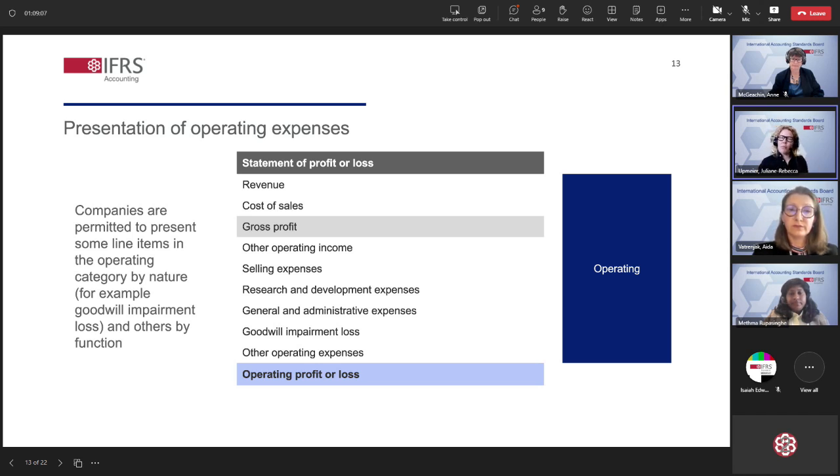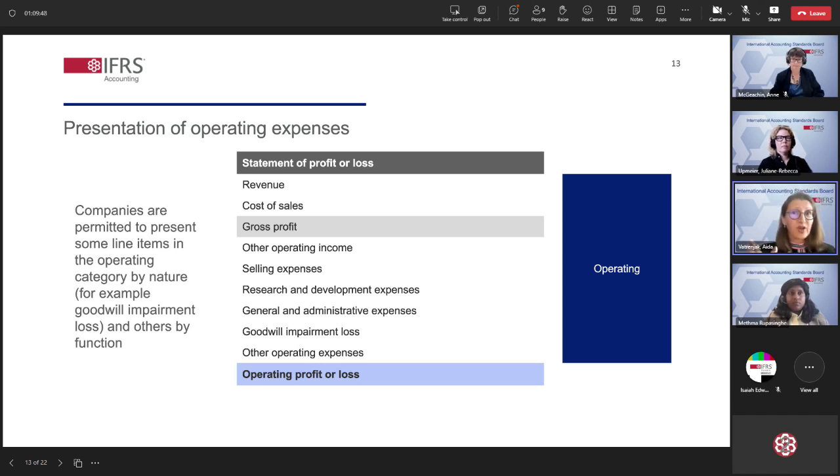Whereas information that groups expenses by function facilitates the calculation of some important performance metrics, including margins such as gross profit. In some cases, classifying some expenses by function and other expenses by nature actually provides the most useful structured summary. So a company is permitted to also use a mixed presentation in some circumstances. Thank you so much, Juliana. And we can see on the slide the right example of that mixed presentation, where here we have most line items by function, but then we have also goodwill impairment loss, which is a nature line item, just to illustrate an example of how that could work.